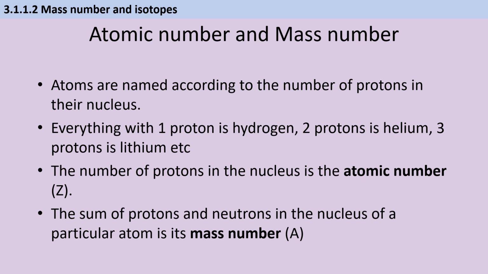The number of protons is called the atomic number, and this has the symbol Z because of the German word Zahl, meaning number. The sum of protons and neutrons in the nucleus of an atom is its mass number, and that's A. Mass number is always an integer because for one particular atom, the number of protons and neutrons is always going to be a whole number.